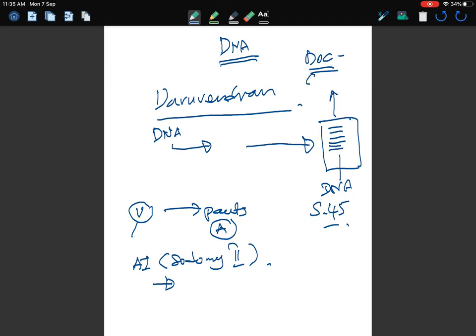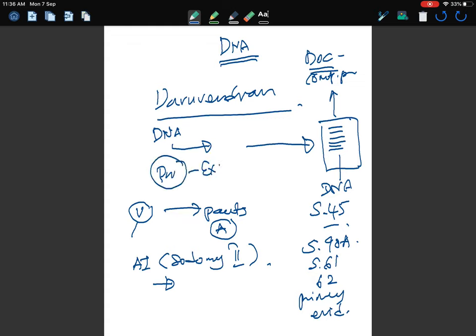Maknanya, if, yeah, remember, you may produce this particular document. So you may have the DNA report here, tendered as evidence in the court. So if you have a DNA report, you are producing a document, and this document is going to be a computer print up automatically. Kalau you nak produce that particular computer print up, section 90A will be relevant, and section 61, 62, this is primary evidence. Yeah, computer print ups are regarded as primary evidence.